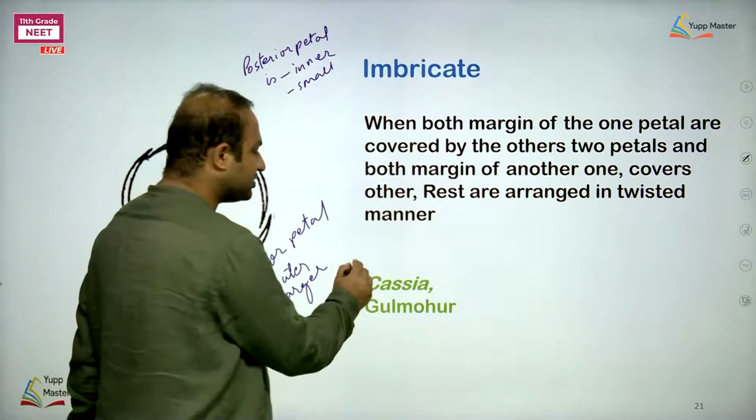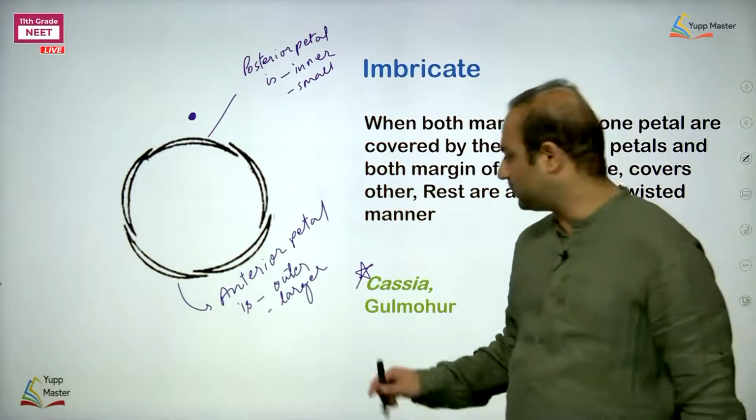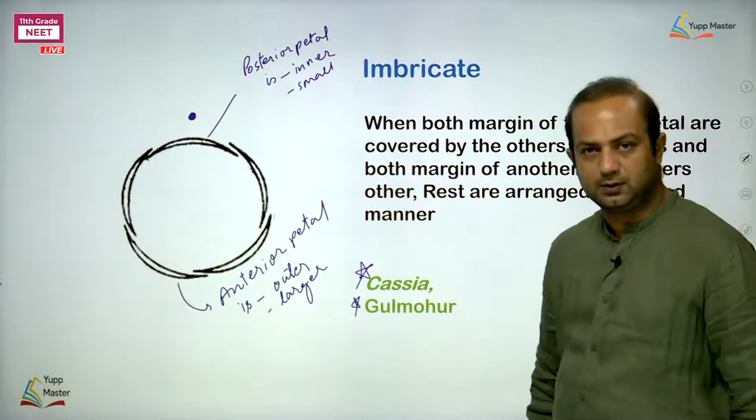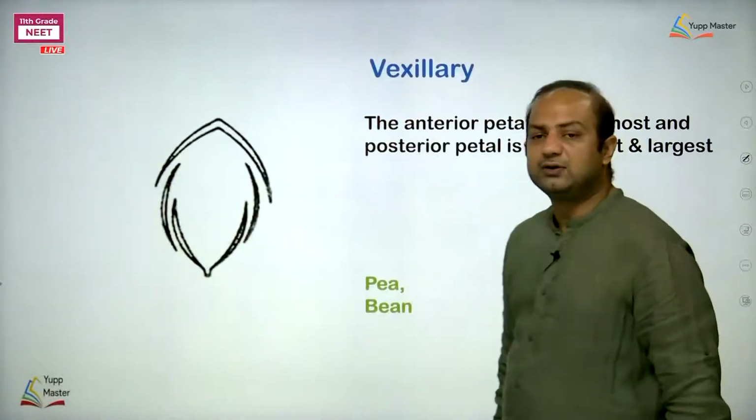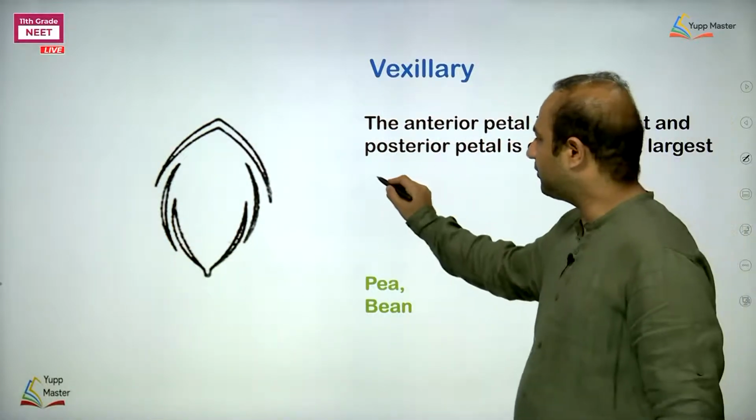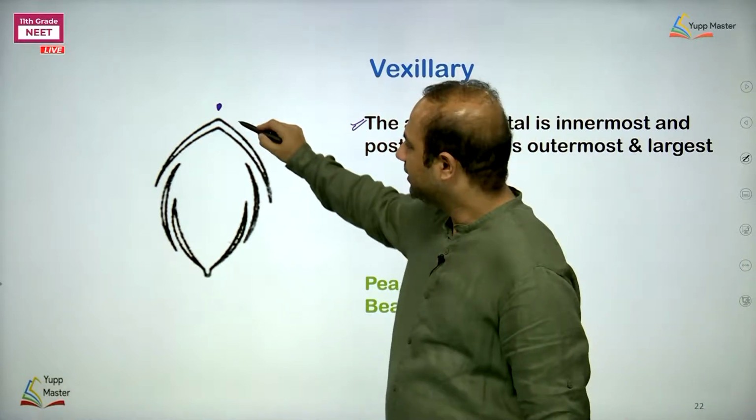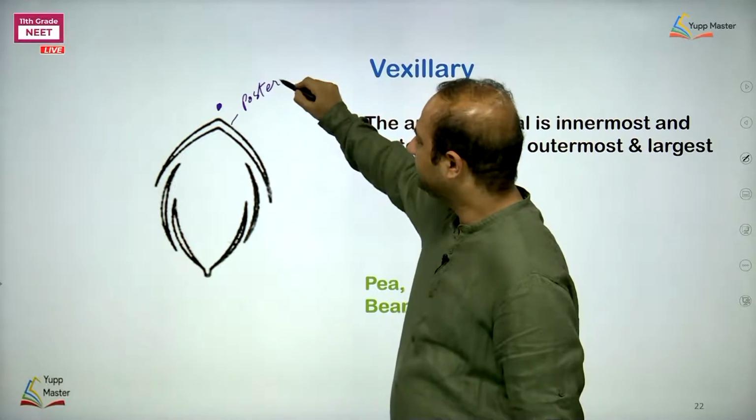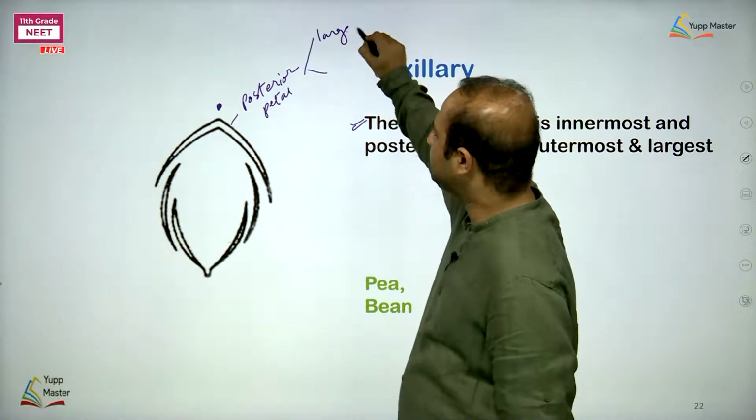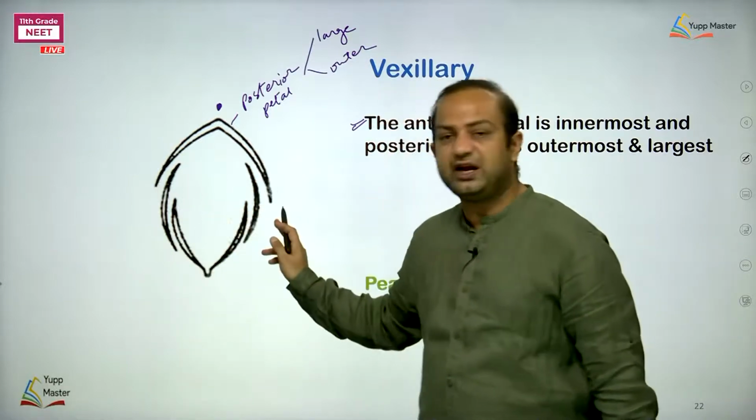Okay, the example is Cassia, not for the first time. We have learned this Cassia example earlier as well. Gulmohar also again repeated. In inflorescence we studied both Cassia and Gulmohar, right? Next, the other feature is called vexillary aestivation. Now this is nothing other than the butterfly corolla. Okay, now see this very carefully. This is the mother axis. Now here I am saying the posterior petal is large, yes, outer, yes, even so outer that it is surrounding the lateral two.